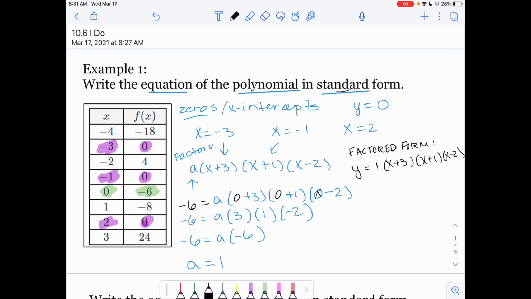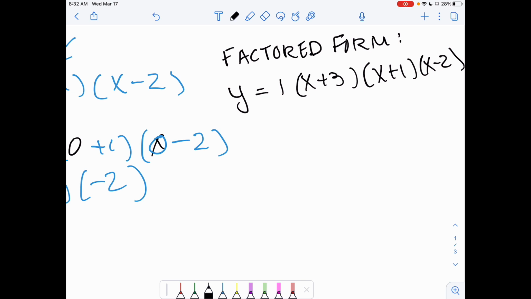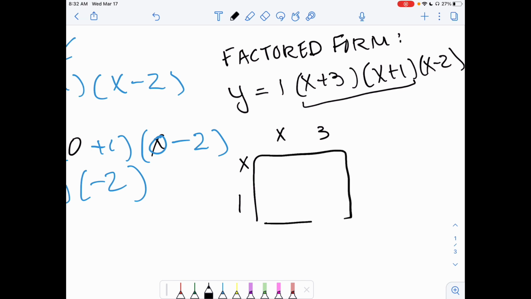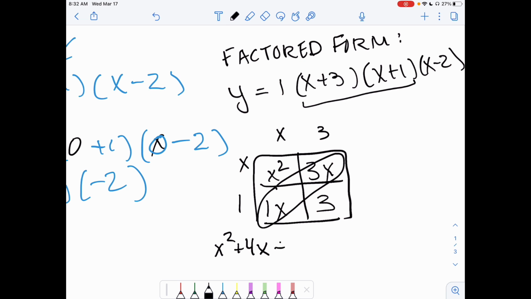But this problem asked for standard form. So that means I need to multiply my factored form. We are going to multiply. My favorite tool to use is the box method. Let's take a look at my factored form. I'm going to multiply these two binomials together first. So I'm going to have x plus 3 times x plus 1. And I multiply x squared, 3x, 1x, and 3. Now I combine these terms and get x squared plus 4x plus 3.